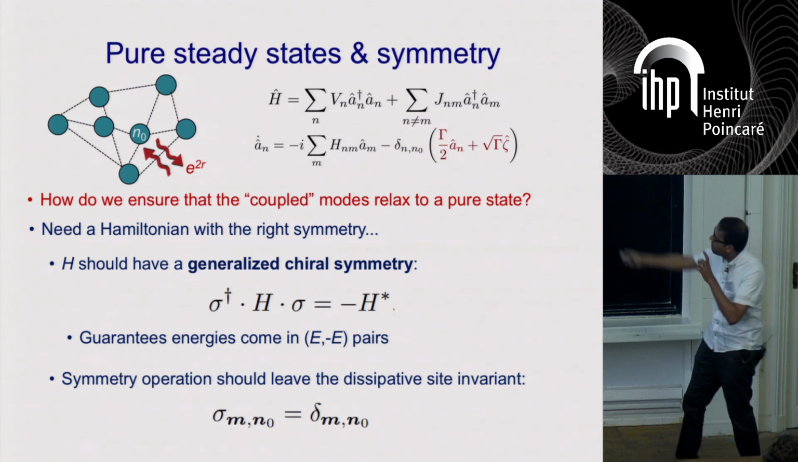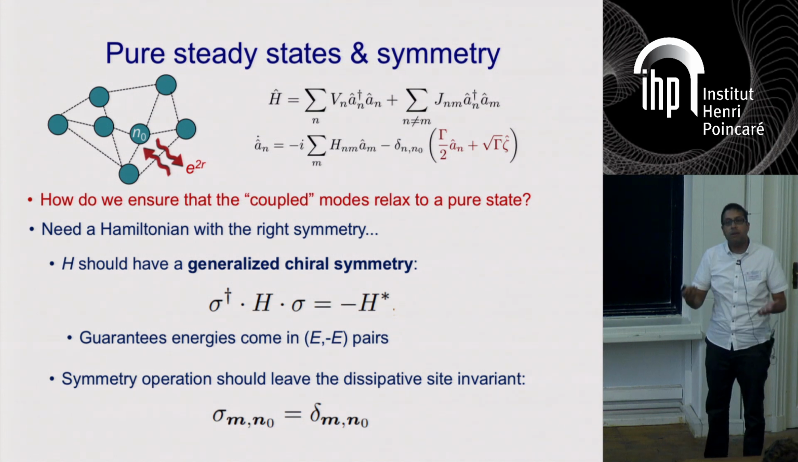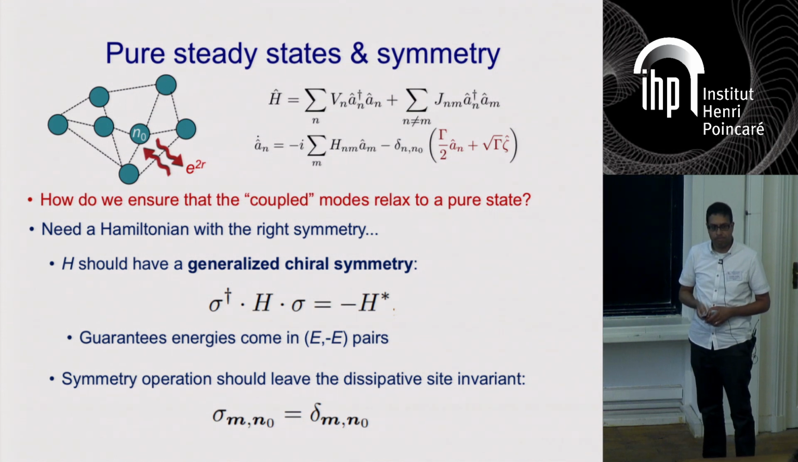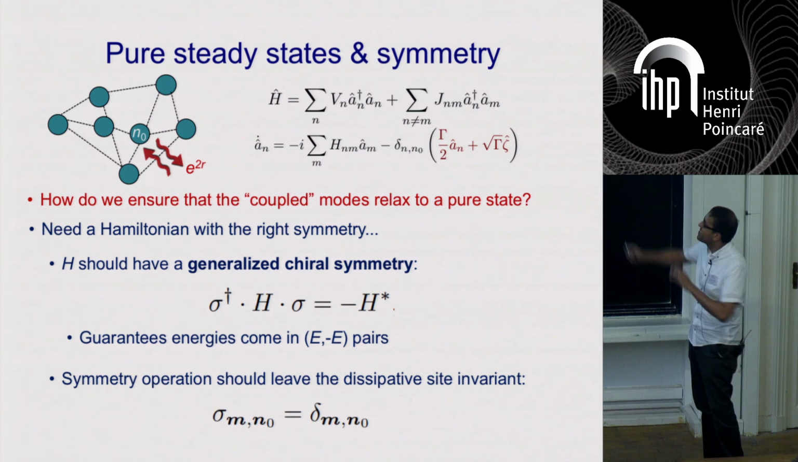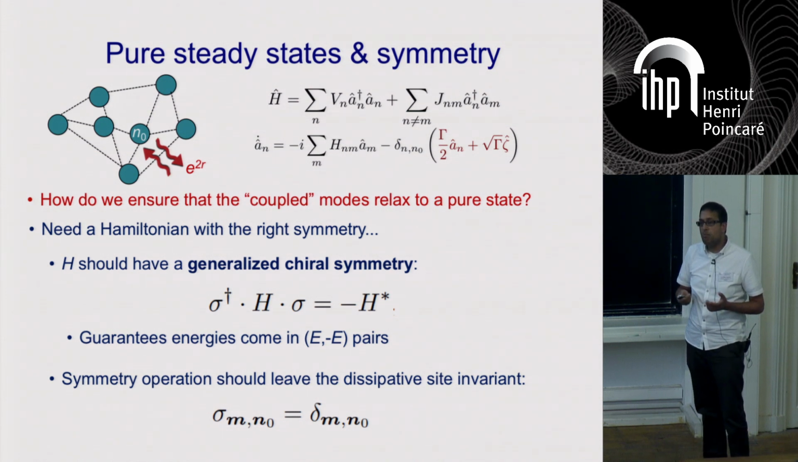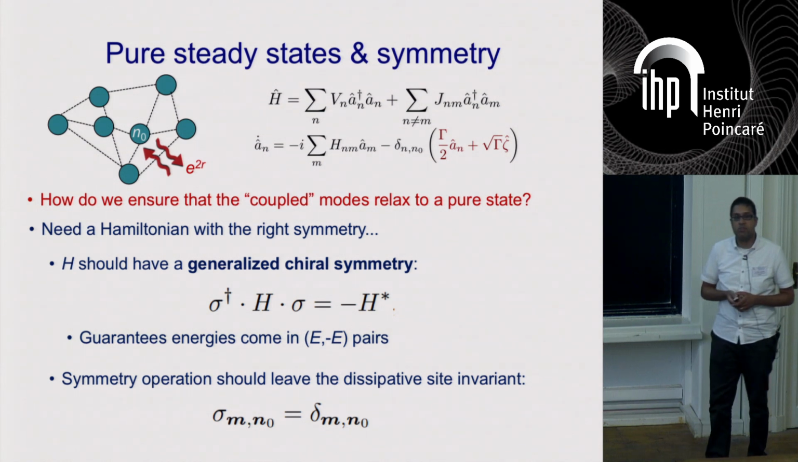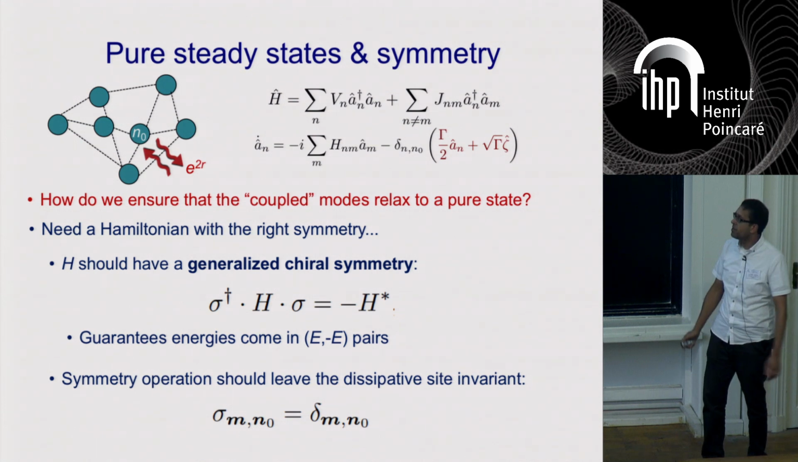Okay, so basically, if you fulfill these two conditions, and if you have no dark modes, you're guaranteed to have a pure steady state. It's even better than that. Okay, so now we know what's the recipe. We tell our experimentalist friends, you need to construct a Hamiltonian with the right symmetry. It's even better than that. Once you have this symmetry, the steady state is essentially completely dictated by the symmetry. All the other details of the Hamiltonian are irrelevant.